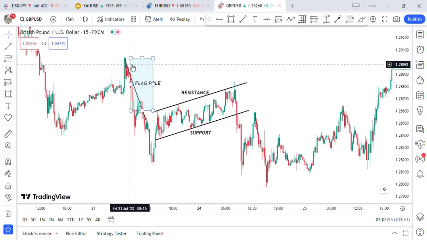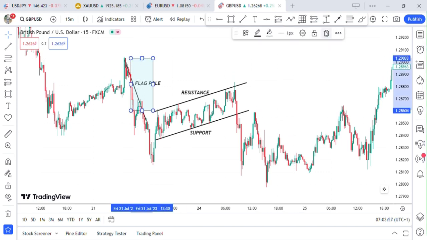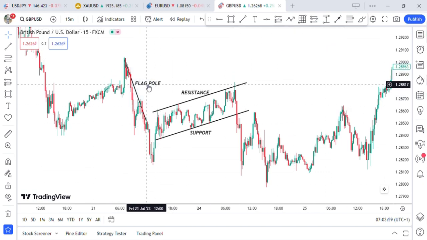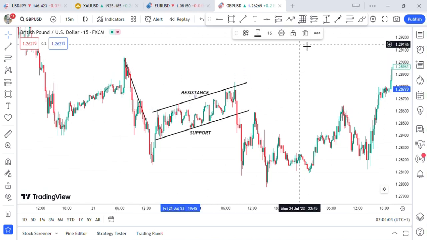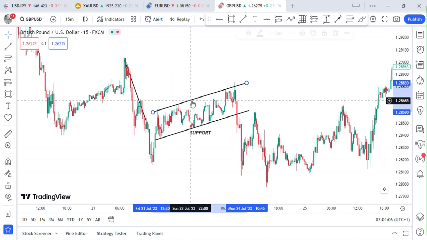Let me delete all these, because you don't need them as an institutional trader. We don't use flag pole, we don't use resistance line or support line. So let me just delete everything.